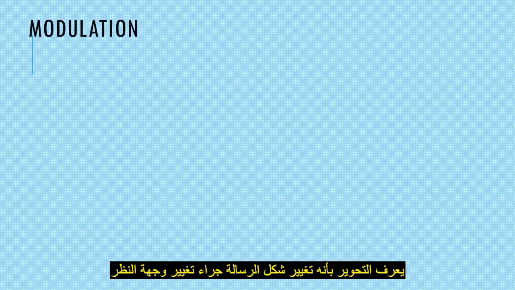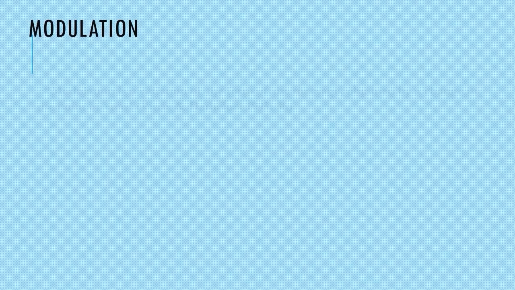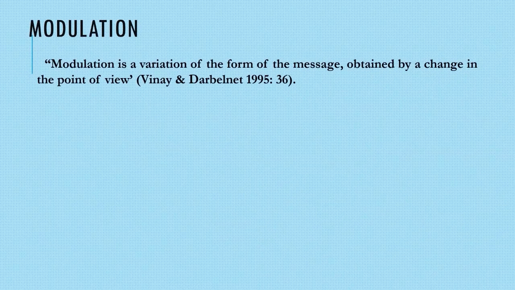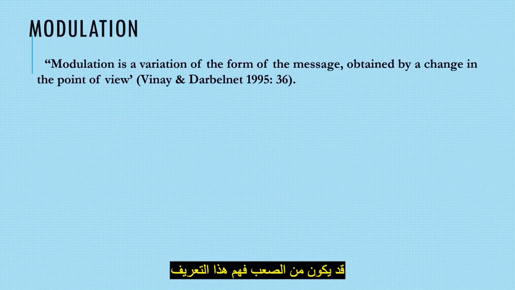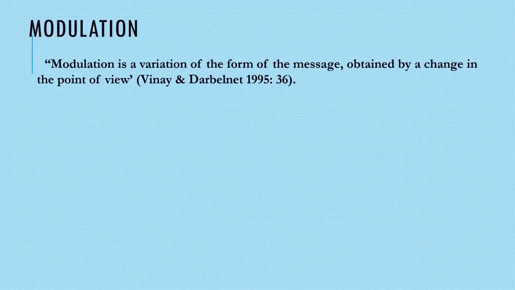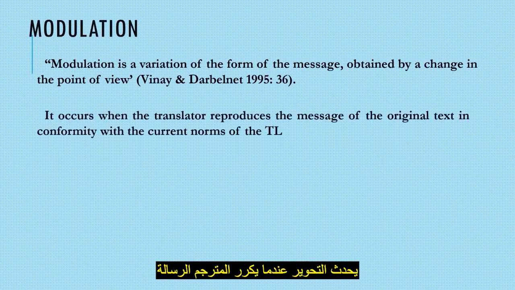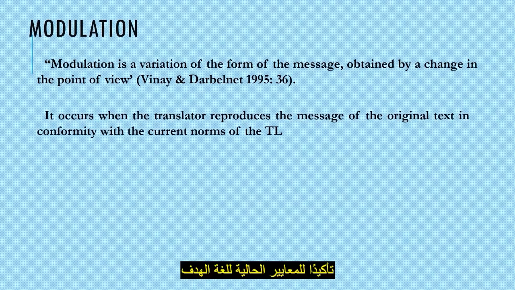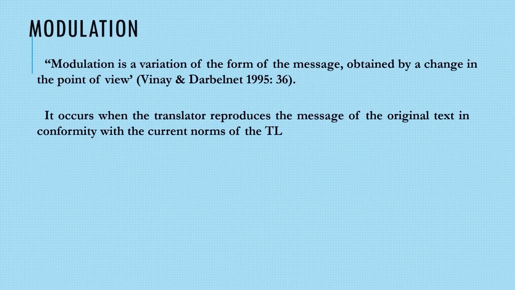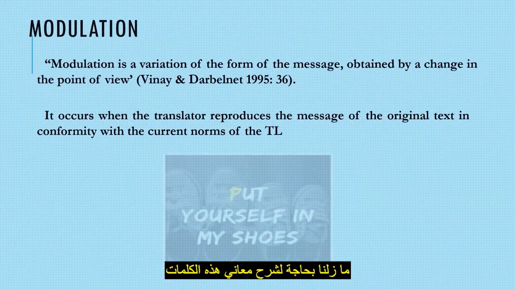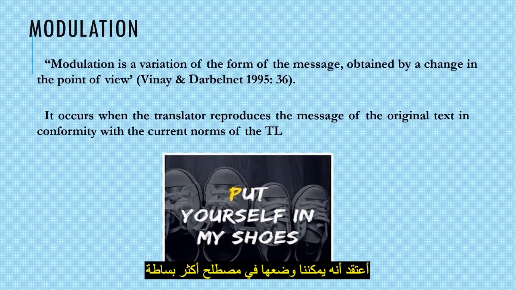Modulation. Modulation is a variation of the form of the message obtained by a change in the point of view, according to Vinay and Darbelnet. This definition could be hard to understand. Modulation occurs when the translator reproduces the message of the original text in conformity with the current norms of the target language. We still need to explain what these words mean. I think we can put it in more simple terms.